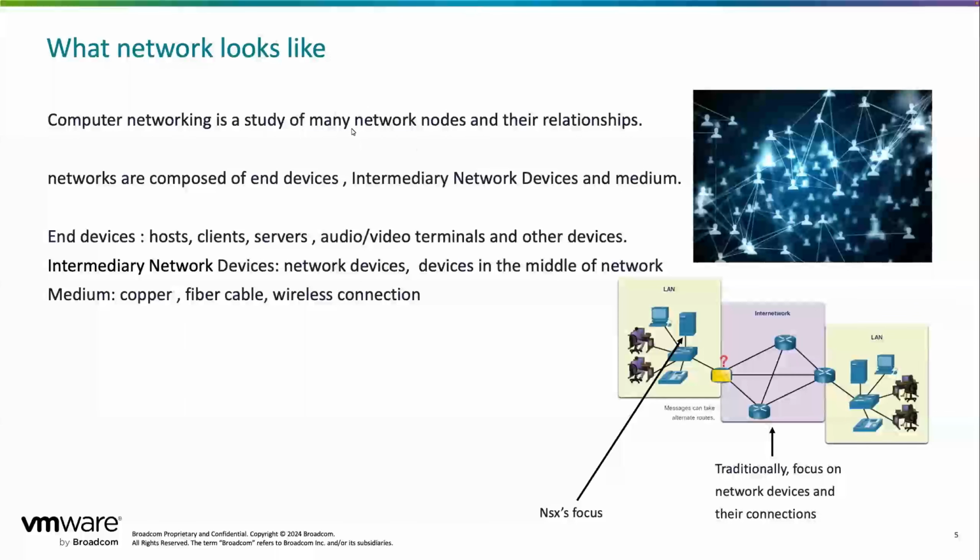So when we're talking about networks, we have a lot of different types of networks. Just focusing on computer networks, a computer network is composed of three different parts: end devices, intermediary network devices, and medium. When it comes to end devices, there are some examples: hosts, we can call them hosts or clients, servers.